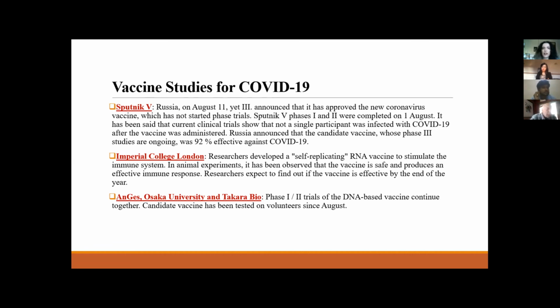And other vaccines, Imperial College London and Osaka University. Imperial College London researchers developed a self-replicating RNA vaccine to stimulate the immune system. Researchers expect to find out if the vaccine is effective by the end of the year. In animal experiments, the vaccine is safe and produces an effective immune response. Also, Anges and Takara Bio, phase 1 and 2 trials of the DNA-based vaccine continue together. The candidate vaccine has been tested on volunteers since August.